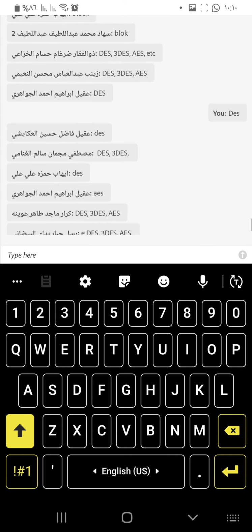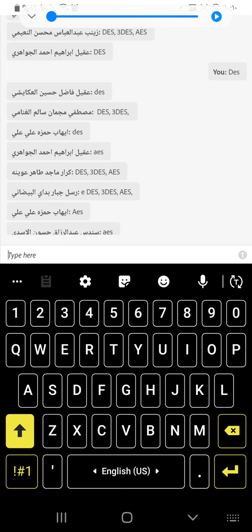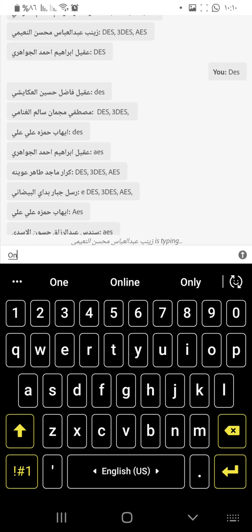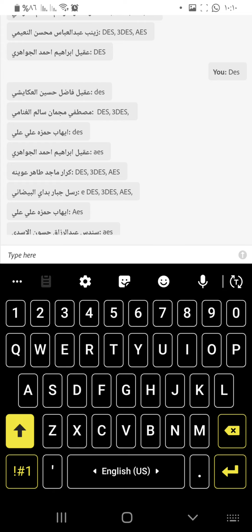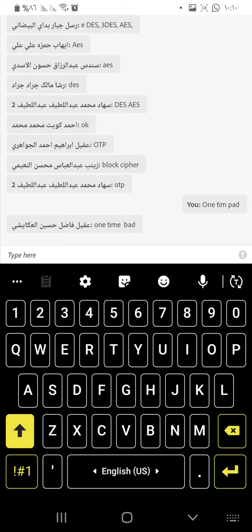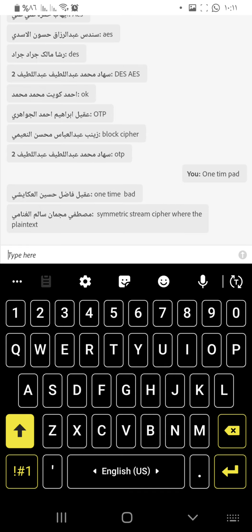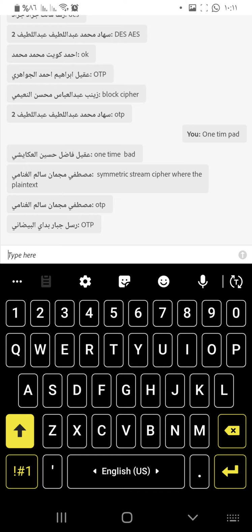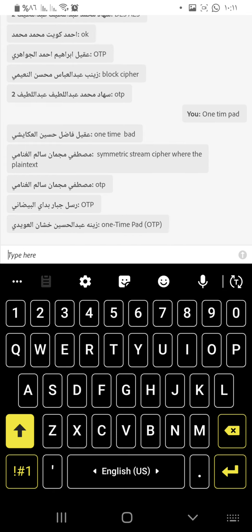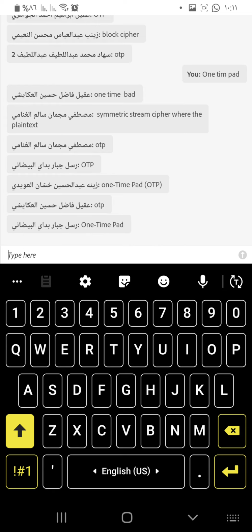In what cipher can the key only be used once? Yes, it's OTP, one-time pad. Yes, that's right.